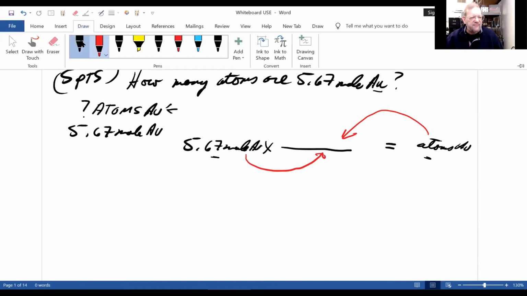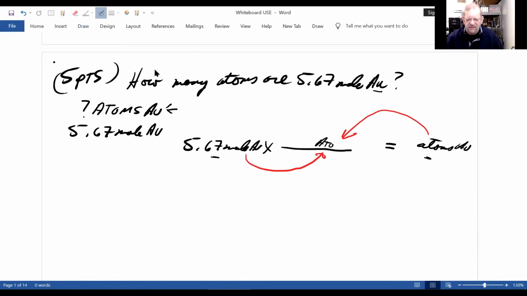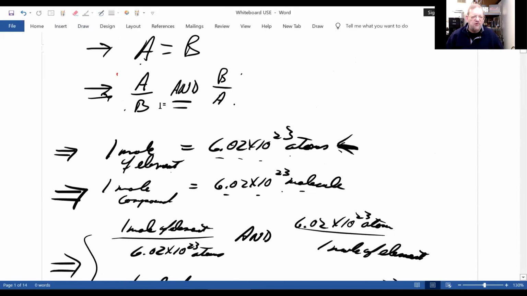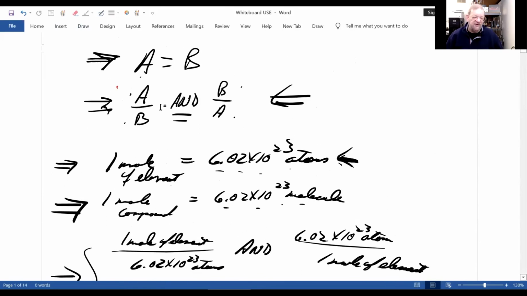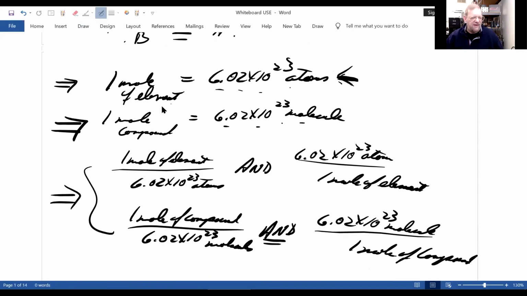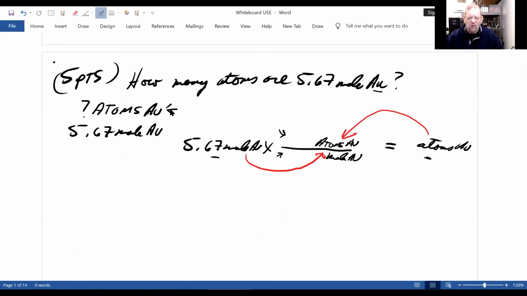And in this case, I want atoms of gold. I want to get rid of moles of gold. And where do I find these two numbers? Well, if you remember, when two things are equal to each other, you have two ratios, one side over the other and vice versa. And therefore, you'll be given 1 mole of an element, gold, equals Avogadro's number of that element in atoms, in this case, gold. So immediately I know 1 mole of a compound equals Avogadro's number, so I can put it up here.